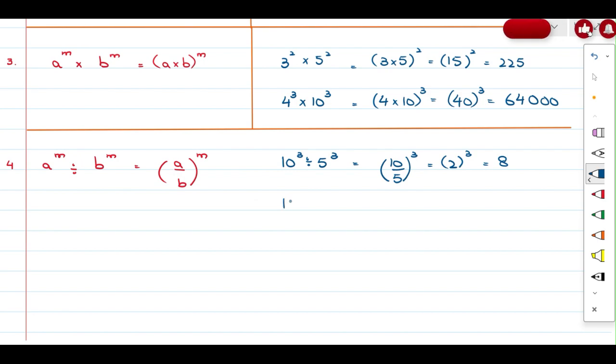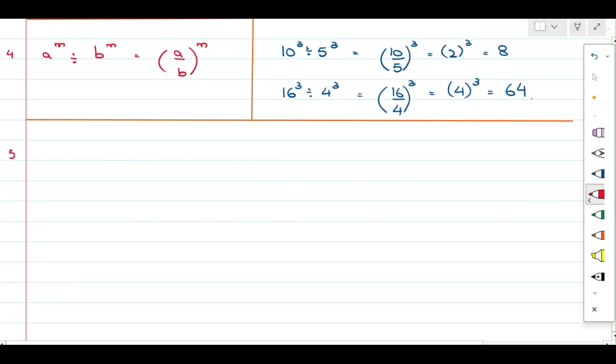Or if I can do 16 cube divides 4 cube, then I can do 16 by 4, its whole cube, equals 4 times 4 is 16, and whole cube, 4 cube is 64. All right. Now the fifth law is when you have any number to the power 0 is always equal to 1, but that number should be a non-zero number, right?